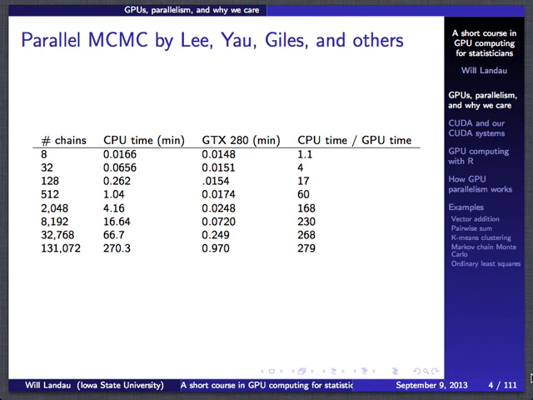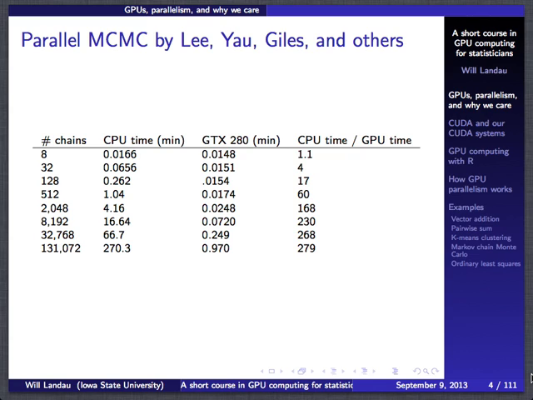Here's an example in practice of somebody who did an MCMC and got a lot of speed up. Lee, Yao, and Giles implemented a lot of different parallel algorithms. One was an MCMC that they describe in their paper, which is in the references in these slides. They parallelized their MCMC across chains and increased the number of chains. Initially, the CPU time is about the same as the GPU time. This GTX 280 is a model of GPU.